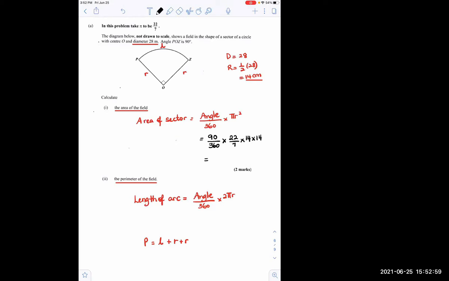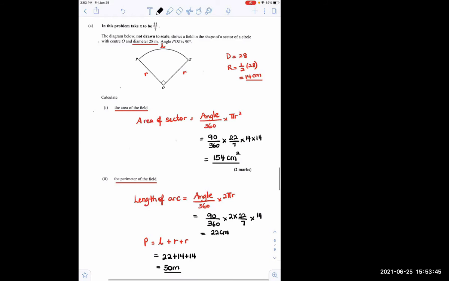154, miss. Yes, but what is the units, Jason? Centimeter squared, miss. Yes, centimeter squared. Did you all get it? Yes, miss. Very good. Let's work out the length of the arc L. So it is 90 over 360 multiplied by 2 by 22 over 7 by 14. I have 22 centimeters. Yes? Yes, miss. So 22 plus 14 plus 14 is 50 centimeters. Yes?